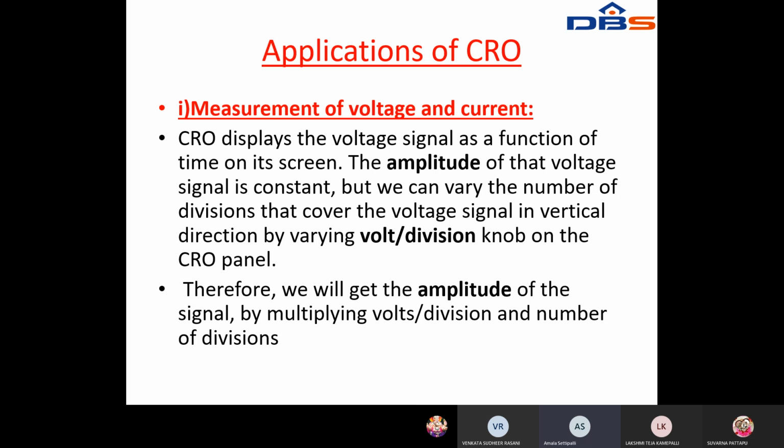You have to see the multi-range ammeter and multi-range voltmeter. Multi-range means more than one. To extend the range of the ammeter, you connect a resistance in parallel. So in a multi-range ammeter, you connect a number of resistances in parallel to the ammeter by selecting with a selector switch. Similarly, in a multi-range voltmeter, you connect more than one resistor in series with the voltmeter by selecting with a selector switch.